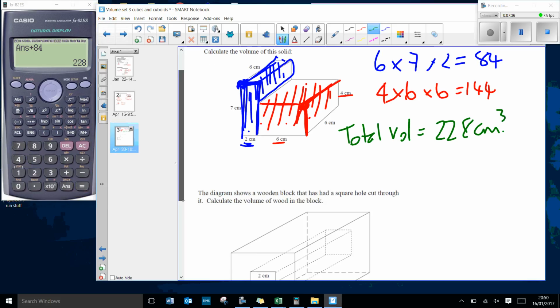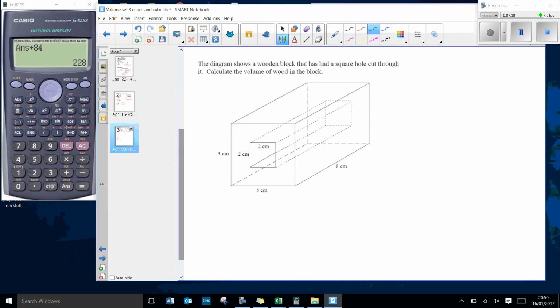Our final example. This one's a bit more challenging. You had to visualize a wooden block. Well, it's got a picture there for you, but you need to try and think about what's happening here. And it has a square hole. So the very fact that they've talked about a hole indicates something is missing. And when things go missing, they are being subtracted. Okay, so what we're going to do here is we're going to imagine we find the volume of the whole cuboid, then the volume of the hole, and subtract the volume of the hole from the big cuboid.